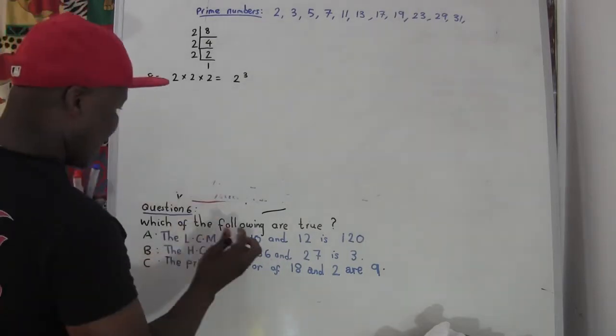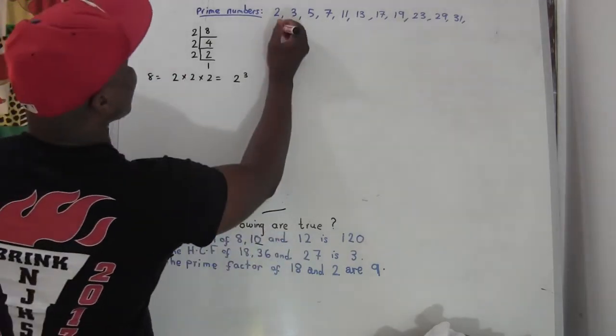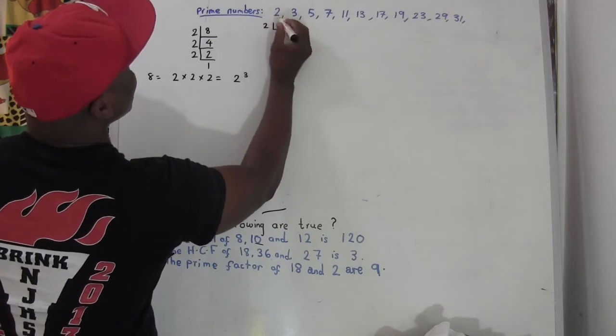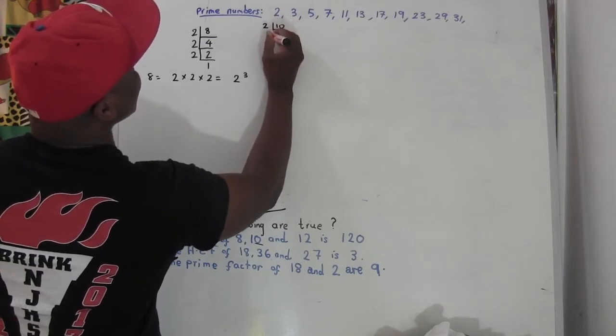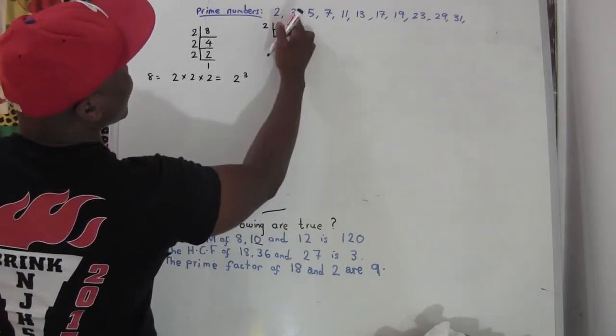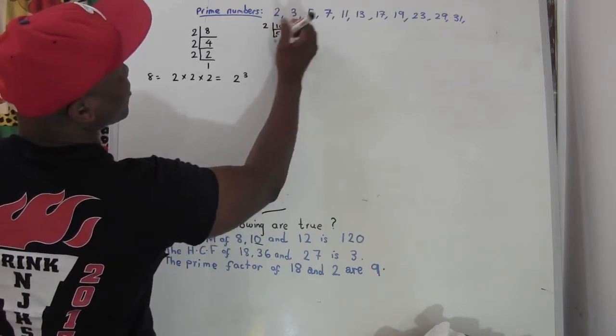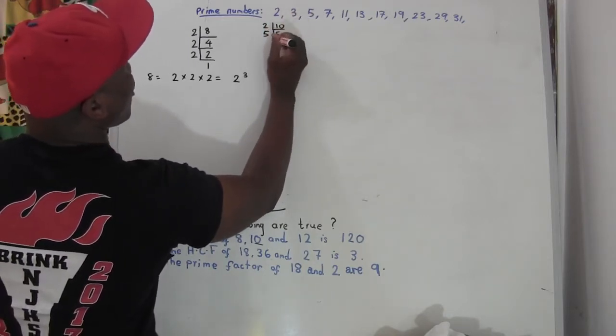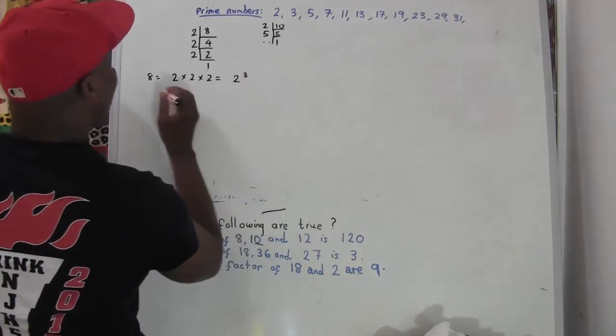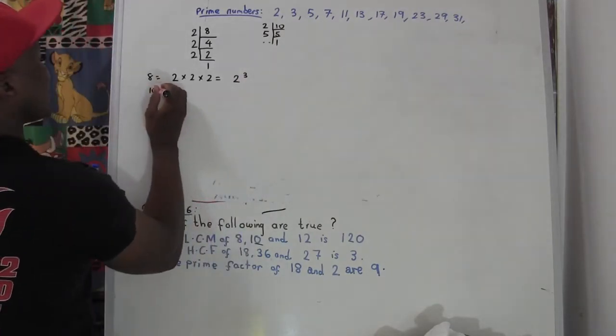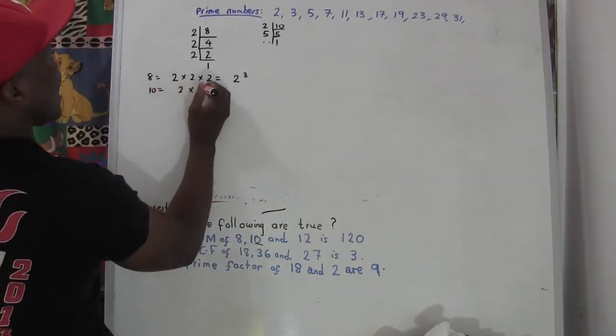Now we go for the second number. The second number is 10. We do the same game: 10 divided by 2 is 5, and then you cannot divide by 2 again. Can you divide by 3? No. So you go to the next, 5, yes you can, and get 1. So if I write 10, I would say 10 equals 2 times 5.